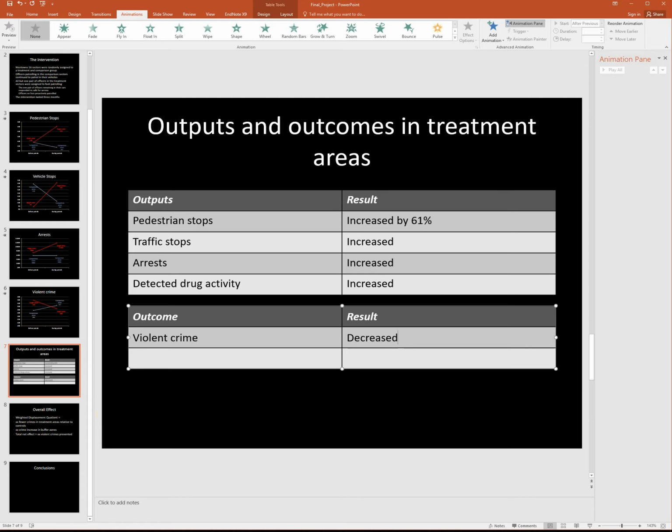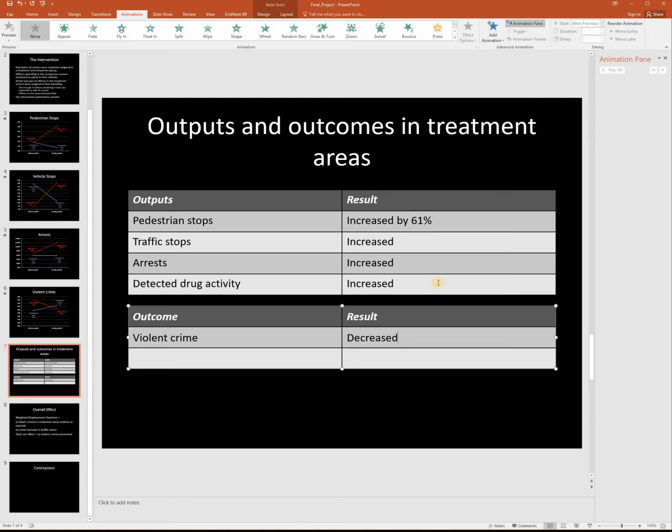Right, so with this screen up, what you would do, and I think I said this already, is just kind of recap. Right? Recap what you discuss here. And so how I would frame this, and I think I did last week, is I'd first talk about the outputs. I'd say, so in other words, what we saw was an increase in pedestrian stops by 61%, an increase in traffic stops by X percent, whatever that is. Talk about arrests and then drug activity.